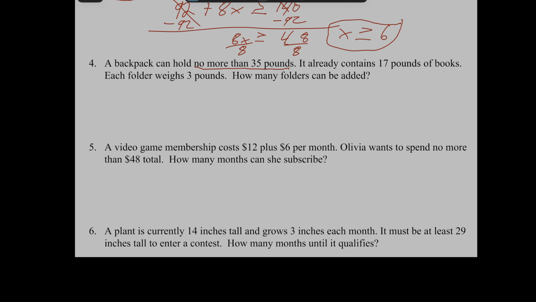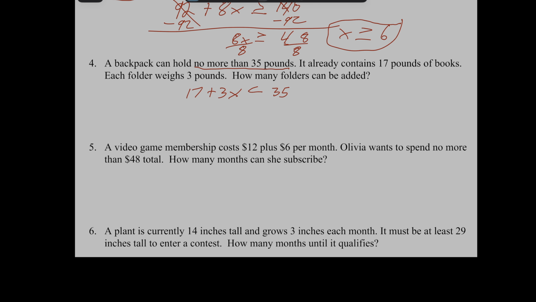It already contains 17 pounds of books. So that's going to happen. No matter what I do, it's going to be at least 17. Each folder weighs 3 pounds, so I'm going to add to that 3 pounds times every single one. How many folders can be added? Well, it can't go over 35. So if it can't go over 35, it means I need that number to be less than 35.